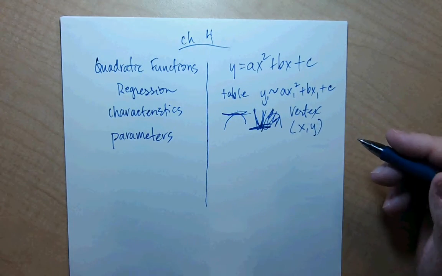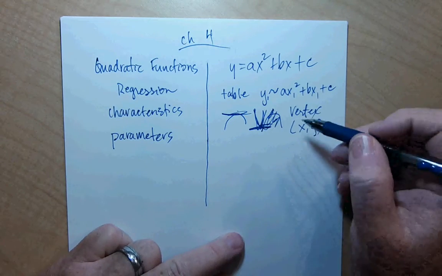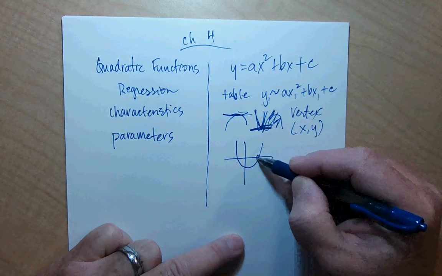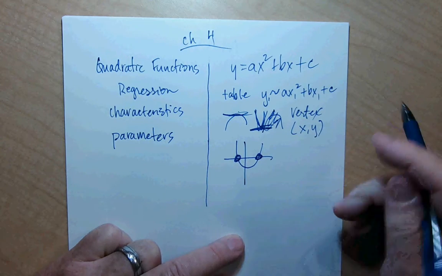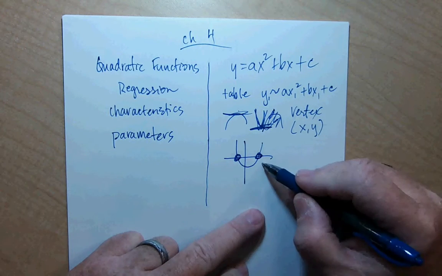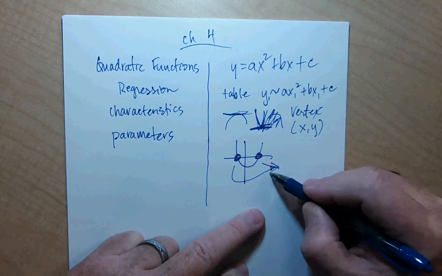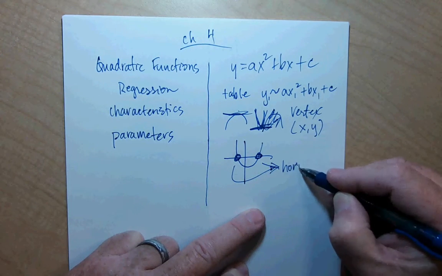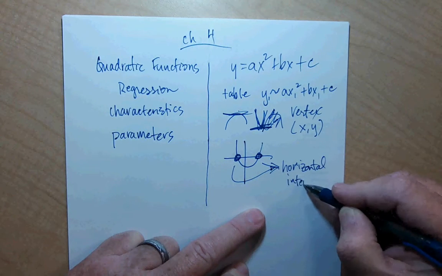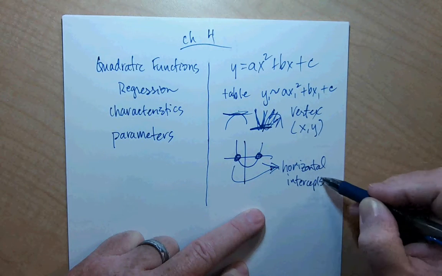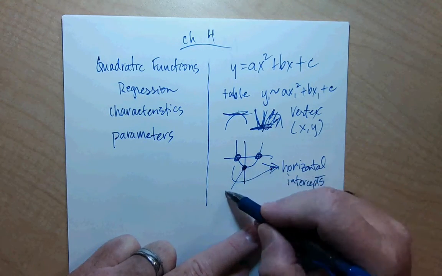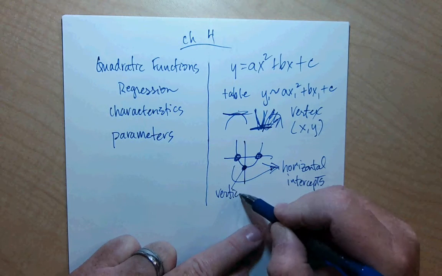What else did we talk about here? Intercepts. Thank you. So we talked about the intercepts. Where do they cross the horizontal axis? Where does it cross the vertical axis?